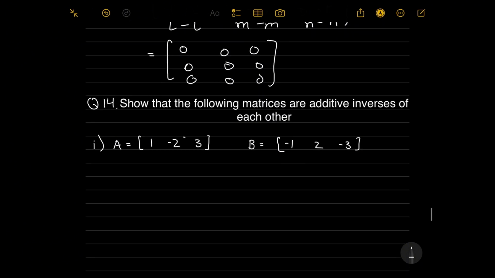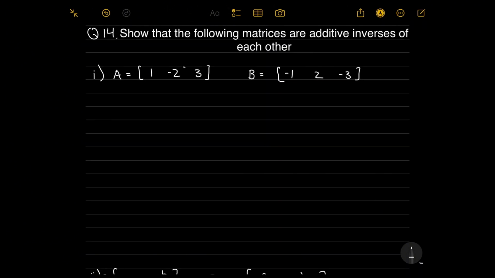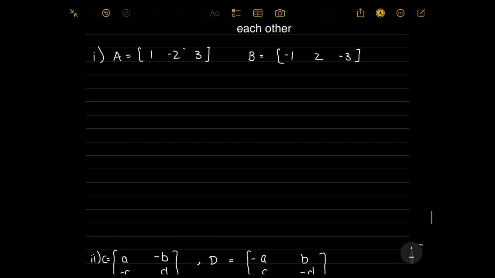So next is question number 14. Show that the following matrices are additive inverses of each other. So part A is 1, minus 2 and 3, and B is minus 1, 2 and 3. So we have to show that these both are additive inverses of each other. We know that the answer would be a null matrix. If the answer is a null matrix, then these both are additive inverses. If not, then these both won't be additive inverses.